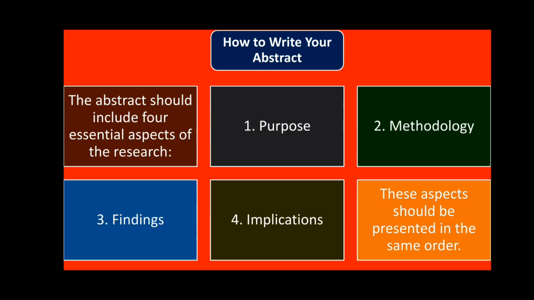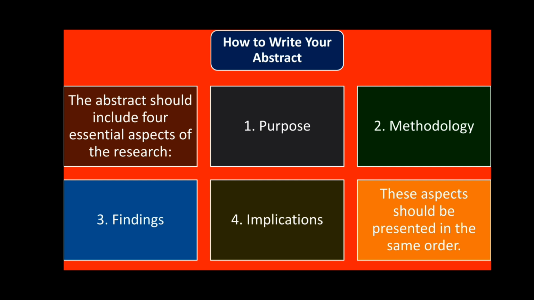But remember that you have to follow this order. You can't first write methodology and then finding and then implication and then purpose. No. First, you have to place the purpose of your research in the abstract. Second, the methodology you use to answer the research question. Third, the finding of your research, results or conclusion. And the fourth, what are the implications of your finding?